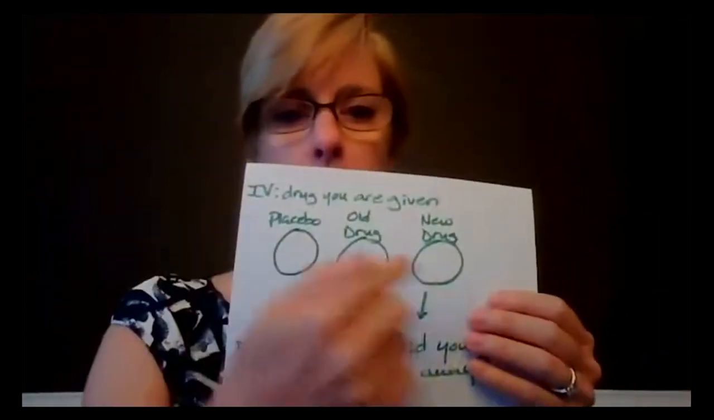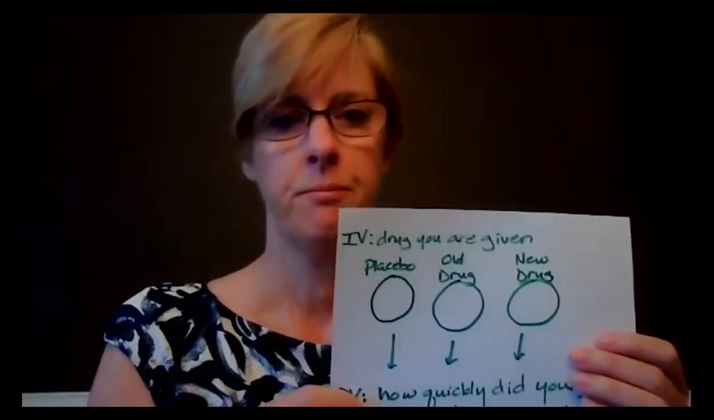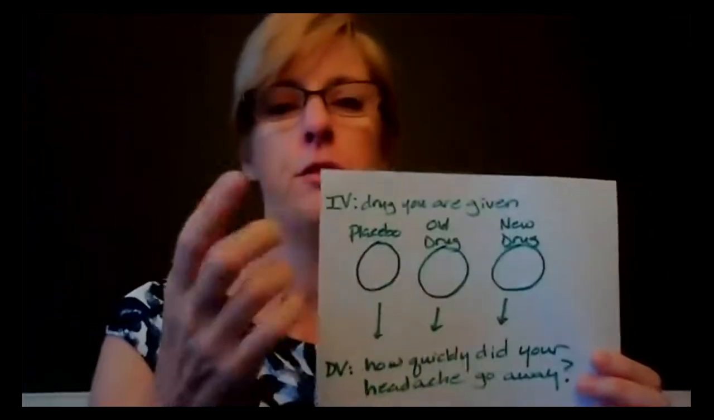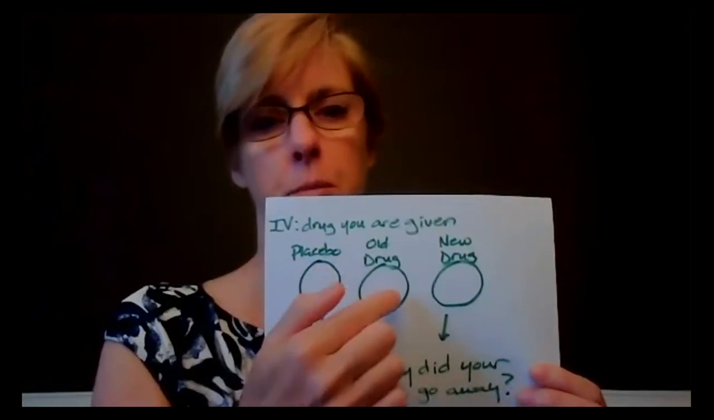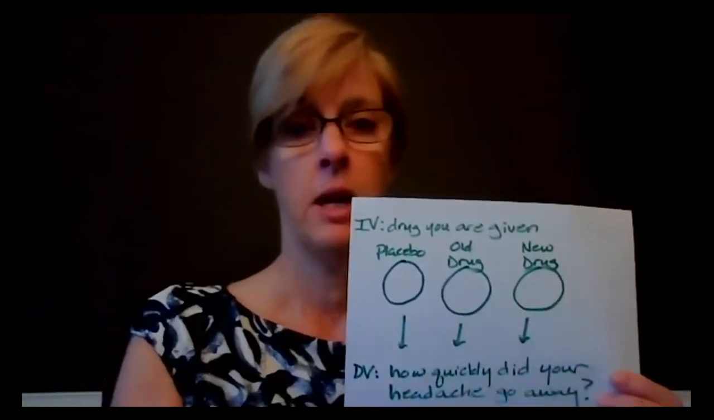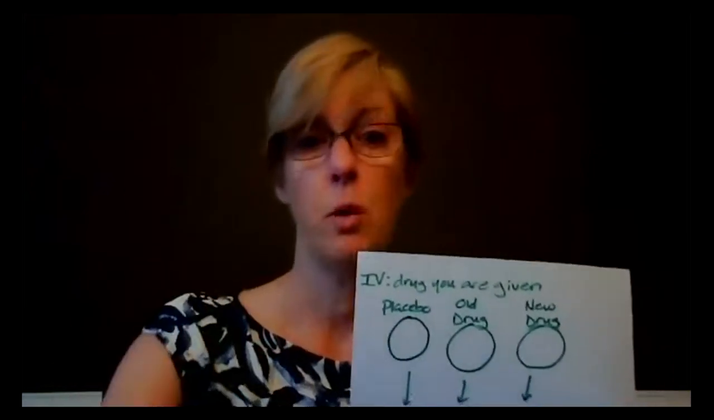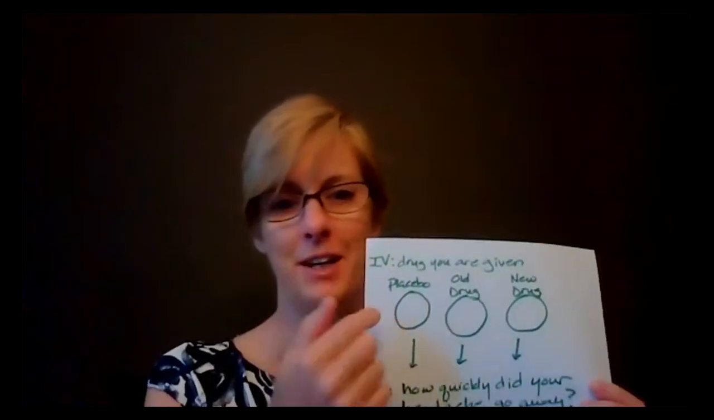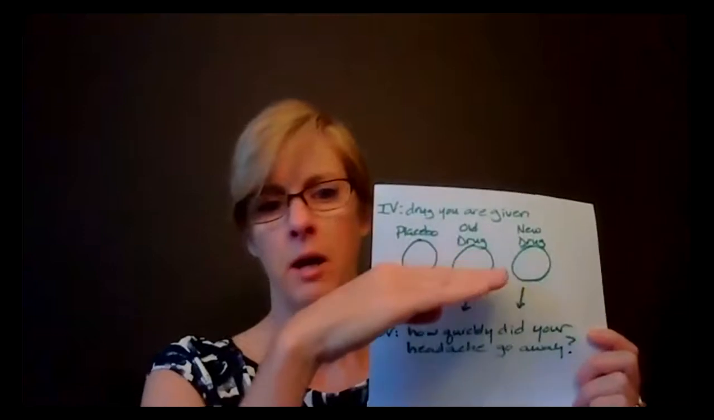Whatever. It's 3 groups, okay? So let's say one group gets the placebo, one group gets the old drug, one group gets the new drug. And I'm trying to see if my new headache medication works better than the old medication. So I've split my people into 3 groups. The IV is what drug you get. There's 3 levels, 3 groups. You get the placebo, the old drug, or the new drug. Now, I give everybody the drug, I wait a little while, and then I measure my DV, which is how quickly did your headache go away. So there's my experiment, and let's say the new drug, the people report the headache went away faster. So I'm saying, yeah, my new drug works.